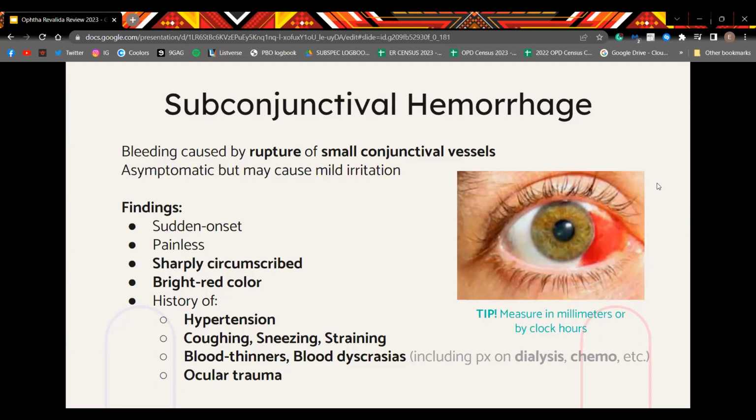It's also important to elicit kung if the patient is on blood thinners, meron ba siyang blood dyscrasia, no? So that includes patients on dialysis. Kapag tina-dialysis yung patient, 'di ba nilalagyan din siya ng blood thinners para hindi mag-clot yung dugo niya dun sa machine. Also patients on chemo, meron din silang blood dyscrasia, no, because of the chemo. So, aside from that, pwede ding may history ng ocular trauma. Halimbawa na nasundot yung mata, pwedeng subconjunctival hemorrhage due to the trauma.